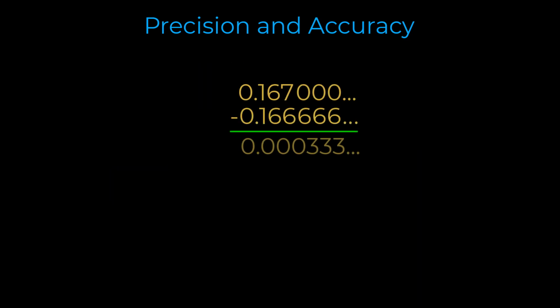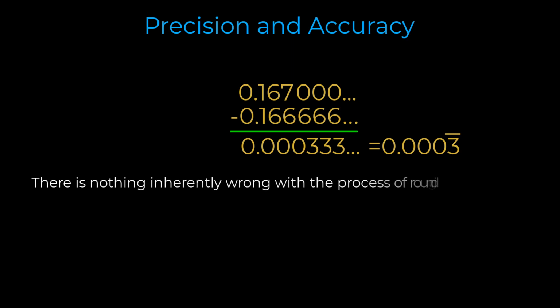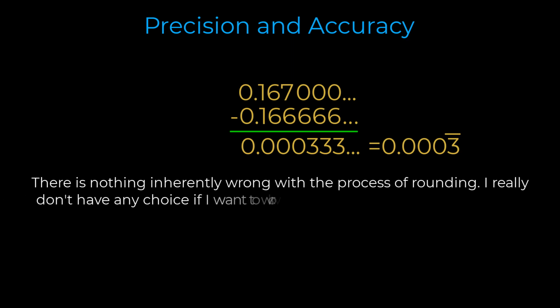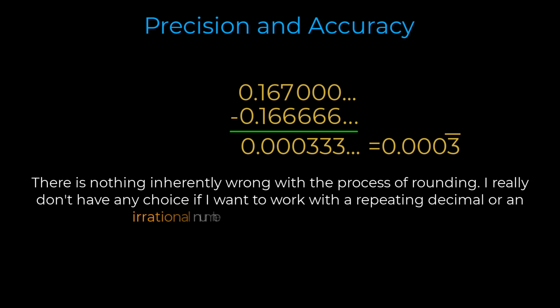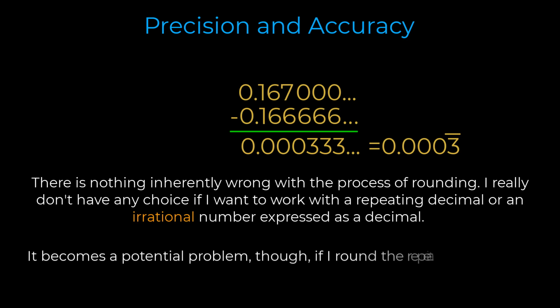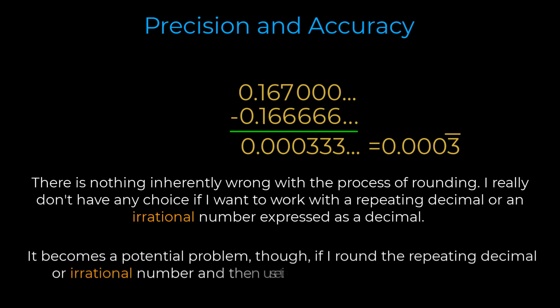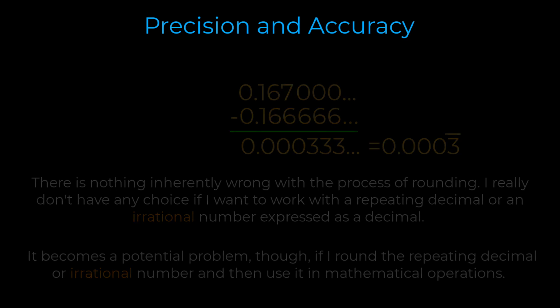Here it is. There is nothing inherently wrong with the process of rounding. I really don't have any choice if I want to work with a repeating decimal or an irrational number expressed as a decimal. It becomes a potential problem, though, if I round the repeating decimal or irrational number off, and then use it in mathematical operations.